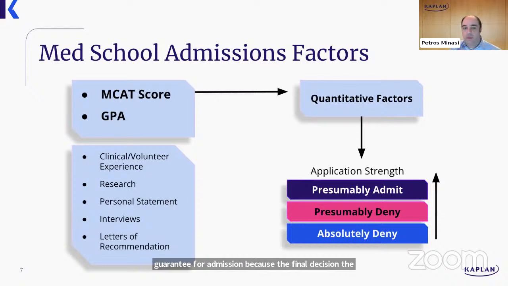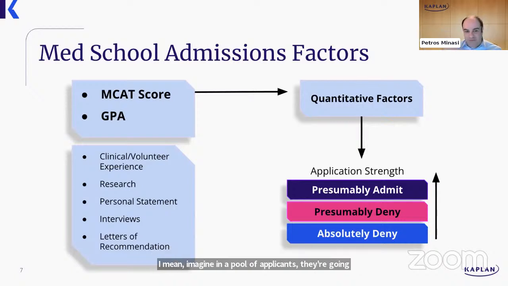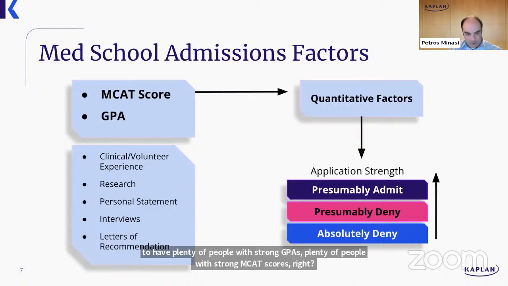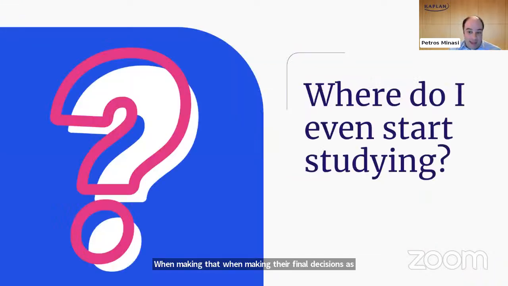I mean, imagine in a pool of applicants, they're going to have plenty of people with strong GPAs, plenty of people with strong MCAT scores, right? The people who are applying to med school are the ones that have achieved the numbers that medical schools are looking for. So now they're going to be looking at other factors when making their final decisions as far as why to admit an applicant.